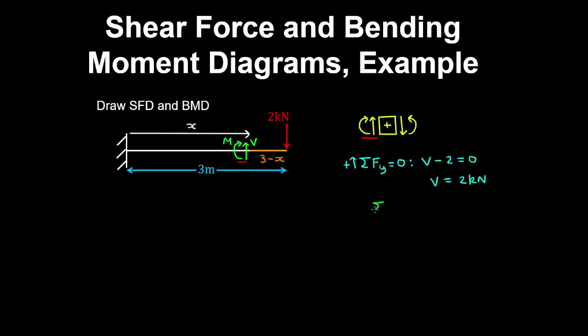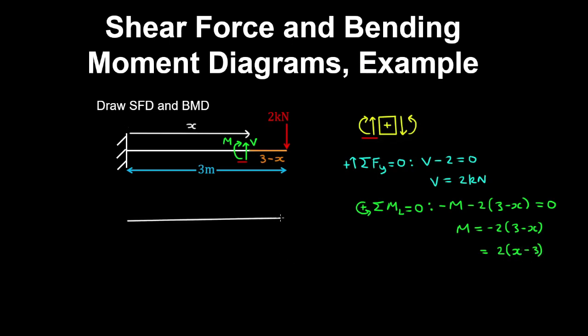And now if we take a sum of moments about the left point of that cut section, with counterclockwise being positive, we have minus M minus 2 kilonewtons by the moment arm, which is 3 minus x, and that's equal to 0. So therefore we can write the bending moment as minus 2 by 3 minus x, which is the same thing as 2 by x minus 3.